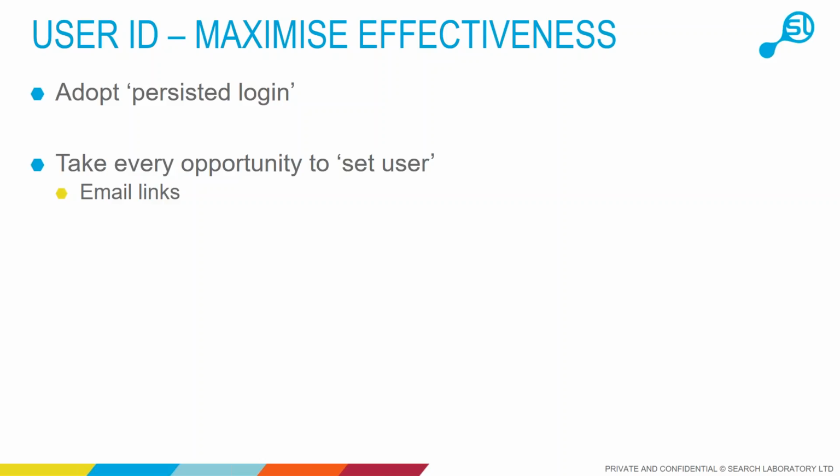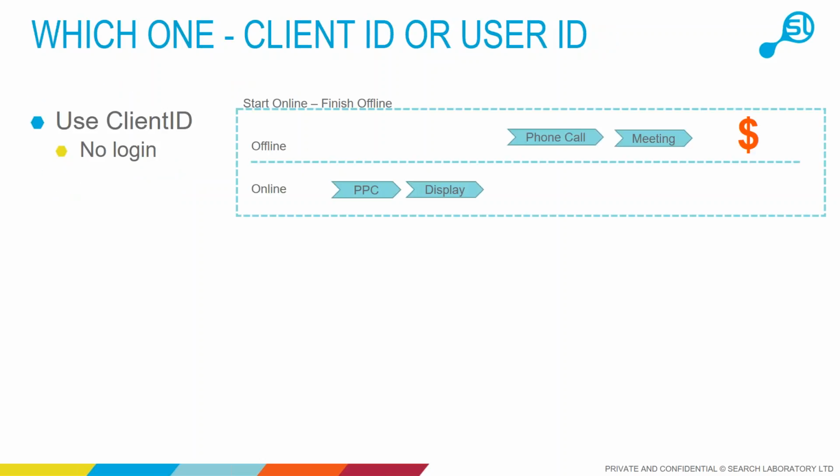Another thing to mention is take every opportunity to set that user ID. So if you're performing email marketing campaigns, it's a good idea to make sure that the website understands there's something in the URL that they may click that takes that user's ID and sets up that cookie and allows you to identify that person.